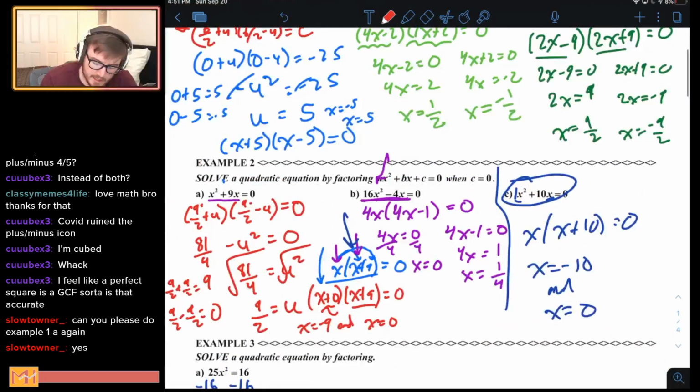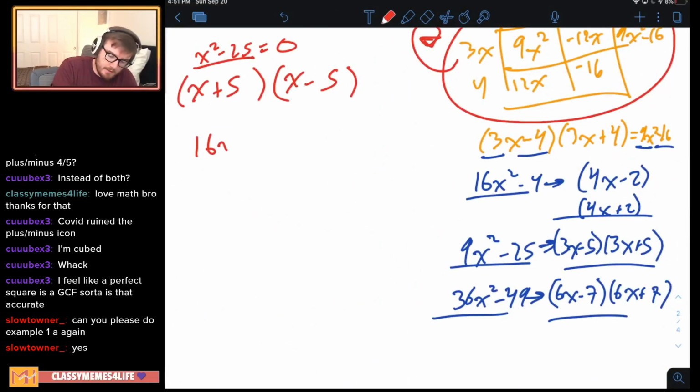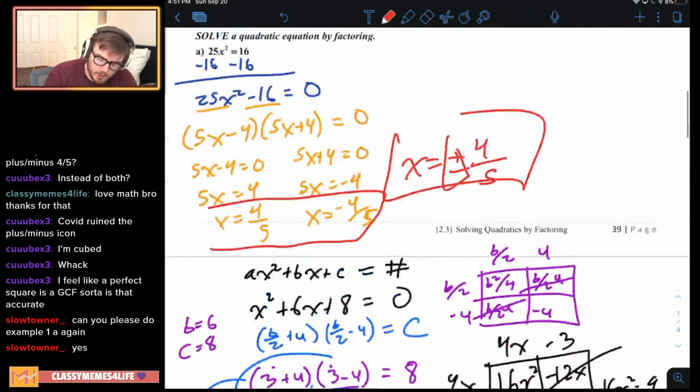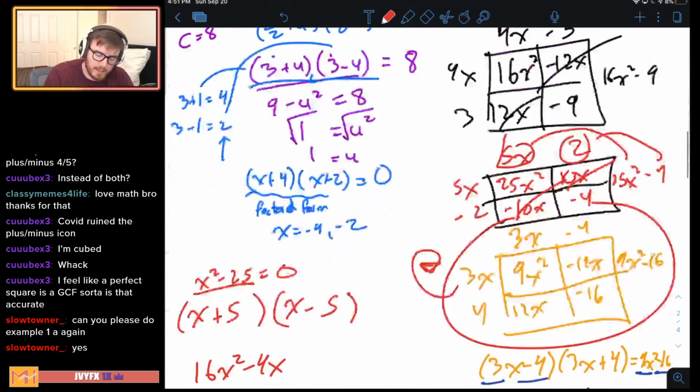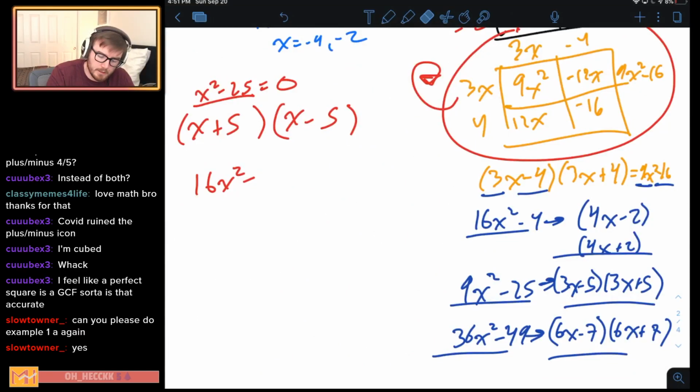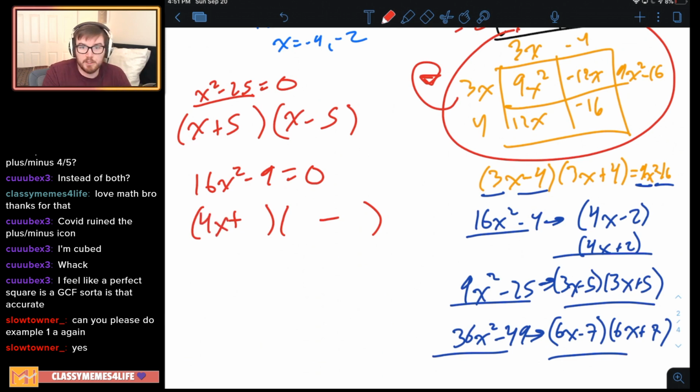So I look at the next one. 16x squared minus 9. That was example 2. 16x squared minus 9 equals 0. So again, I'm doing this in reverse. So I know it's a plus and I know it's a minus. Well, 4x times 4x gets me 16x squared. And 3 times negative 3 gets me negative 9. And that middle term is going to cancel out because of the plus 3, minus 3. Again, doing this logic over here in reverse.